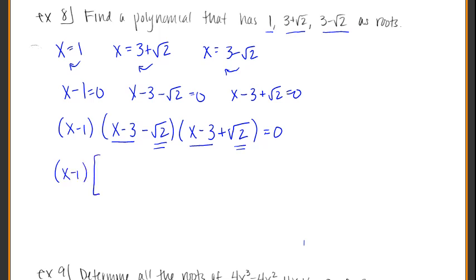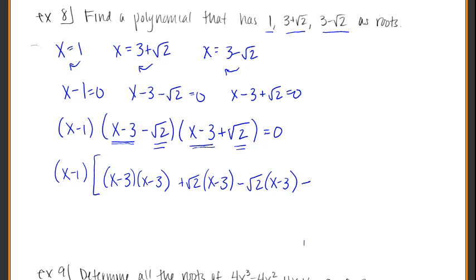And we're going to FOIL this. Even though it has three things in there, let's treat it as x minus 3 is one thing, the square root of 2 is the second thing. So first to first would just be x minus 3 times x minus 3. If I go outside, it's a positive square root of 2 times x minus 3. If I go inside, it's a negative square root of 2 times x minus 3. And then last but not least, it's a negative square root of 2 times a positive square root of 2, which is just negative 2.